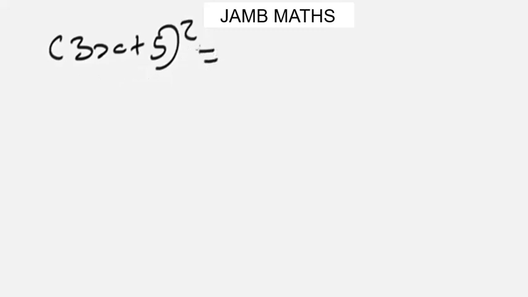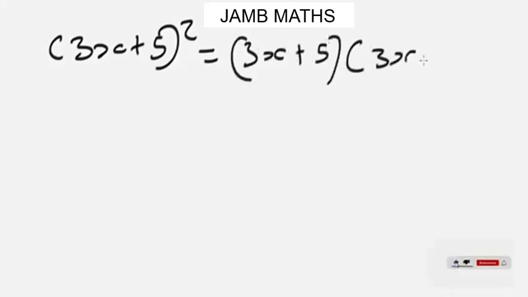Now what if we are given something like this? We are given 3x plus 5 in bracket, squared, and we are asked to simplify this algebraic expression. Note that this expression is the same thing as 3x plus 5 in bracket times 3x plus 5 in bracket. Now don't go and do it this way, where you take this power and allow everything in this bracket to possess this power.